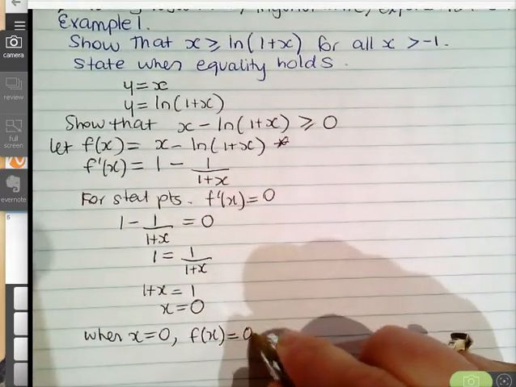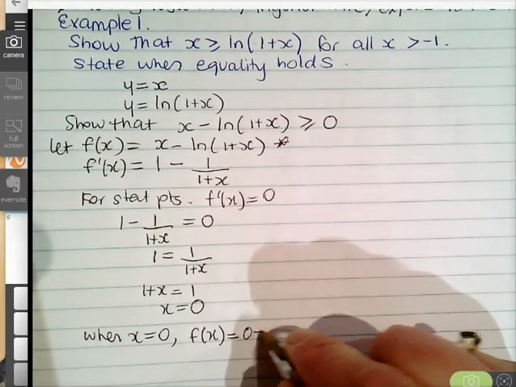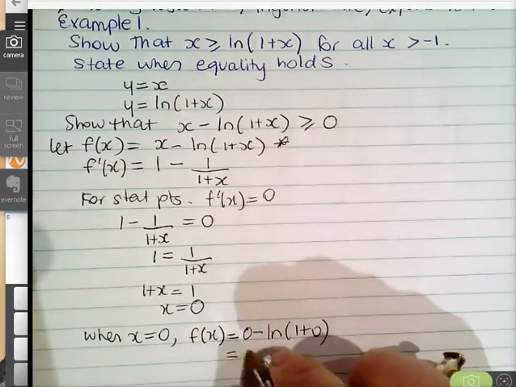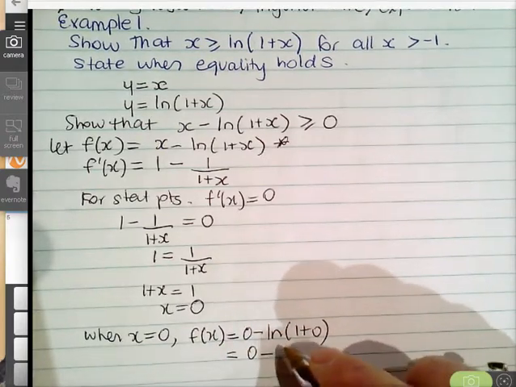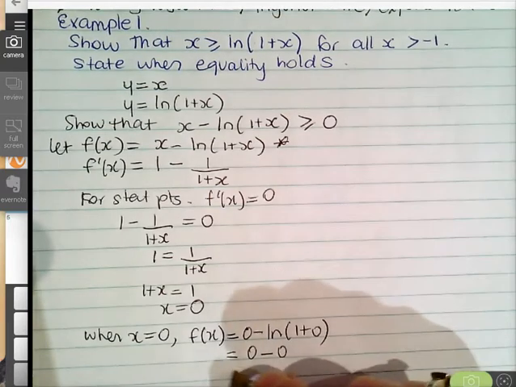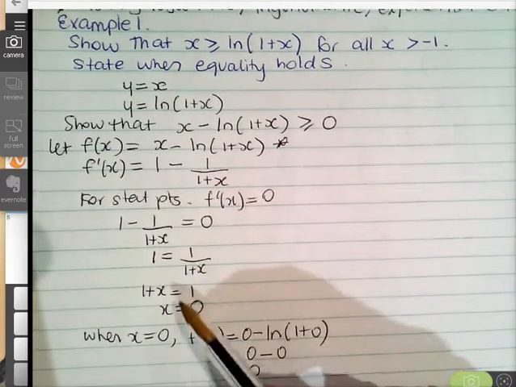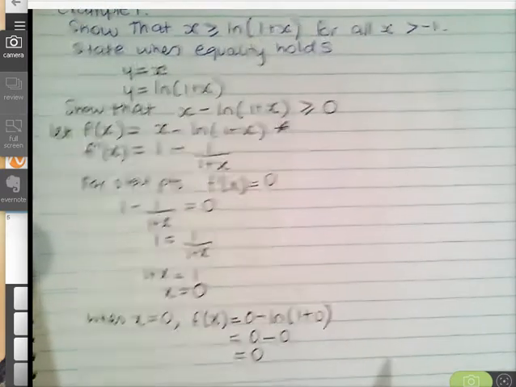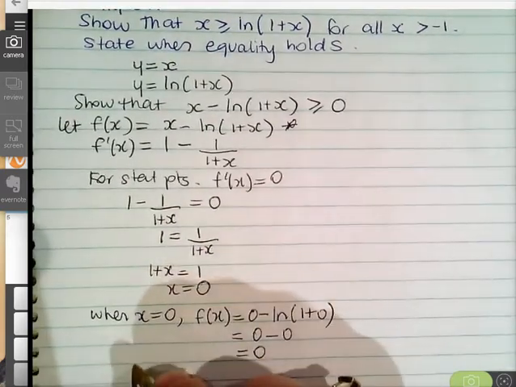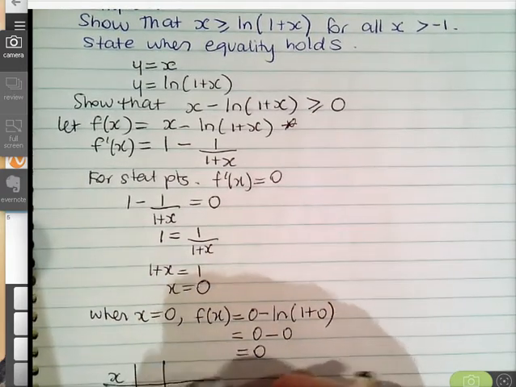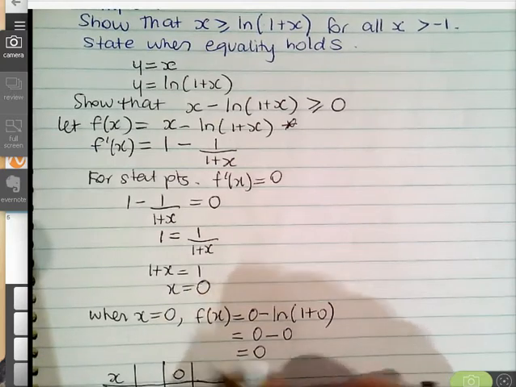f(x) is 0 minus ln 1 plus 0. So it's 0 minus, now ln 1 is 0, so it's 0 minus 0, which is 0. Also we need to look at the nature of our stationary point. So let's look at the nature of our stationary point. We know that there's a stationary point when x is 0.